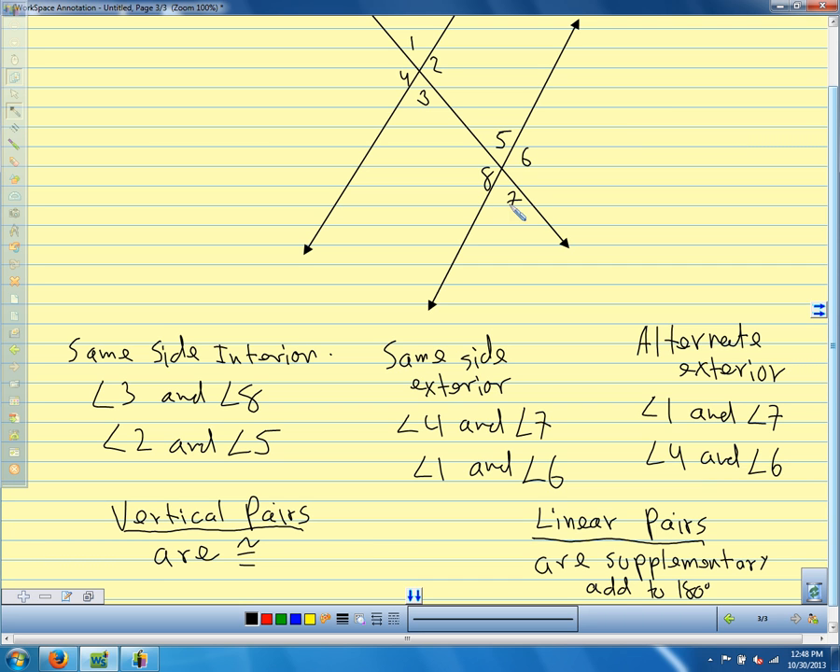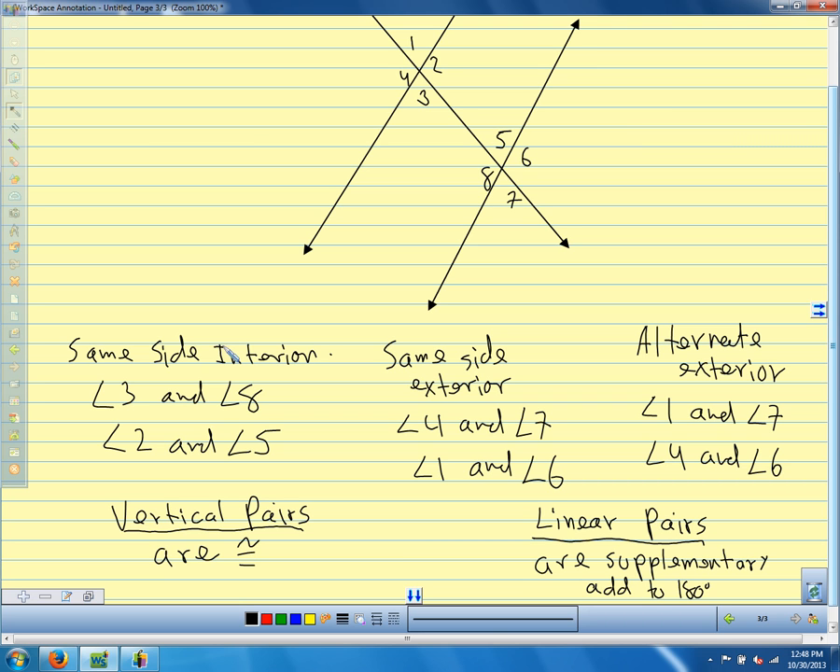Now we'll fill out the bottom part of the boxes on our graphic organizer later when we start talking about parallel lines. Today really all we wanted to do was name these various kinds of angles. Same side interior, same side exterior, alternate interior, alternate exterior, and corresponding.